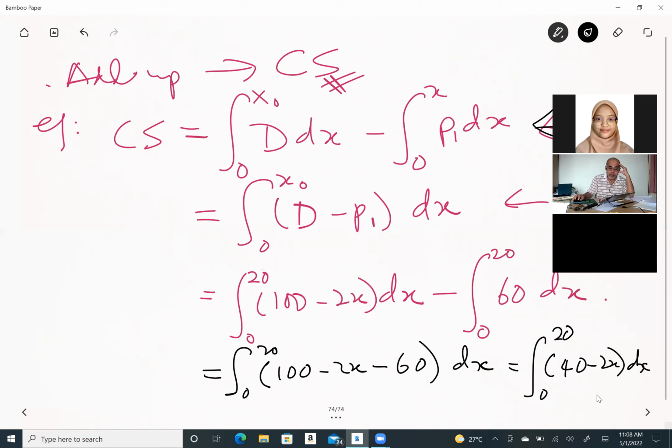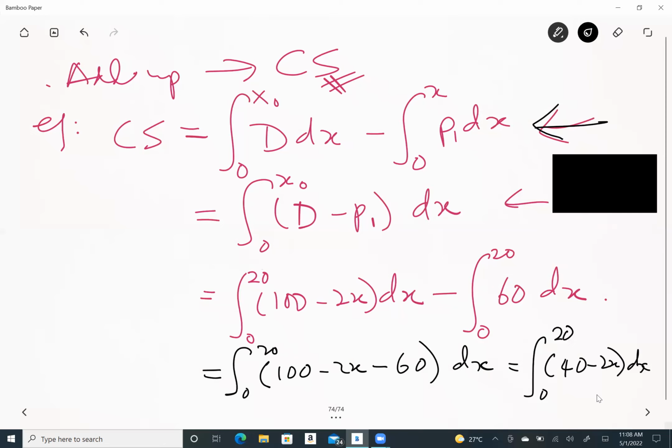Okay. What is the value? I get 400, sir. 400. Somebody else? What number? Yes, 400. All right, so that's true. So you get 400. So good, consumer supplies is 400 units, 400. So that is consumer supplies.